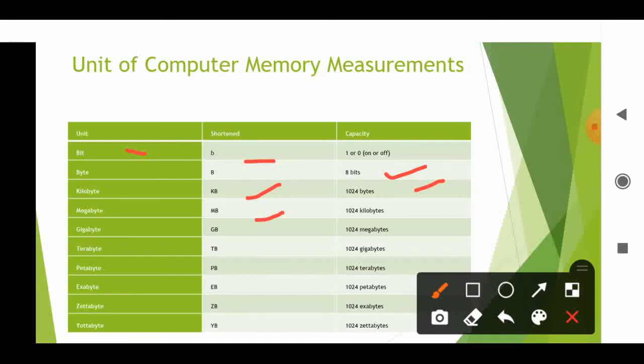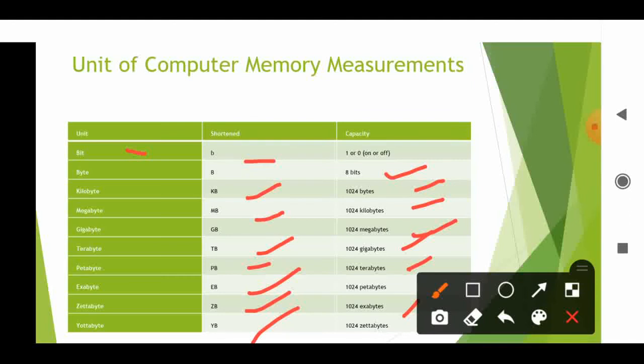Megabyte, MB, is 1024 kilobytes. Gigabyte, GB, is 1024 megabytes. Terabyte is 1024 gigabytes. Petabyte, PB, is 1024 terabytes. Exabyte, EB, is 1024 petabytes. Zettabyte, ZB, is 1024 exabytes. Yottabyte, YB, is 1024 zettabytes. So these are all the units of memory measurement.